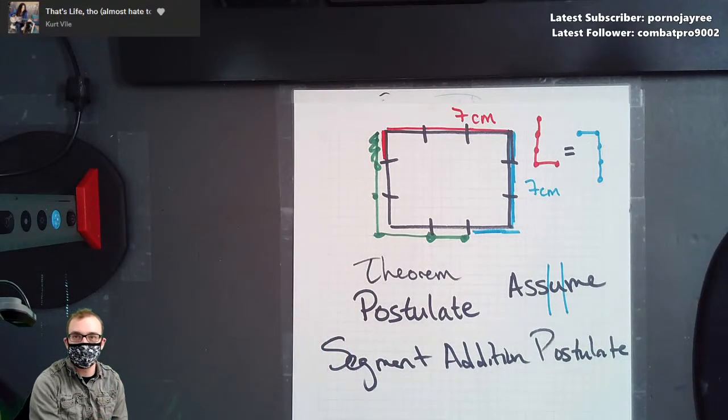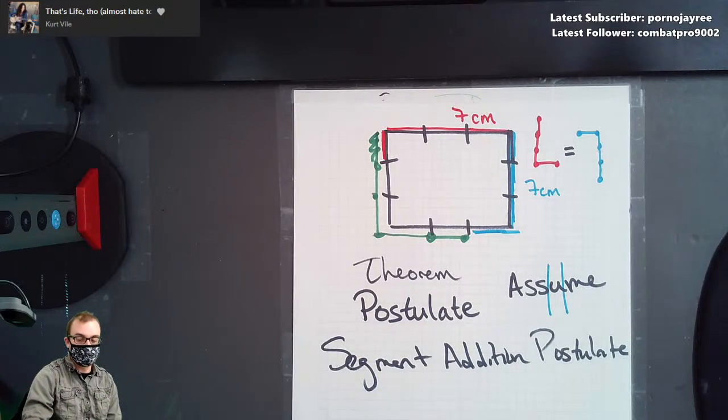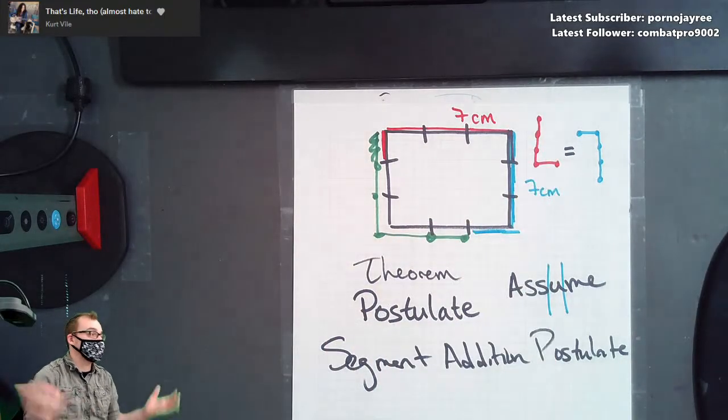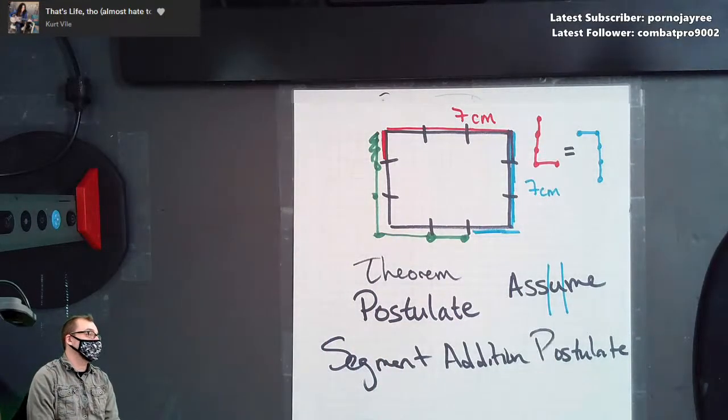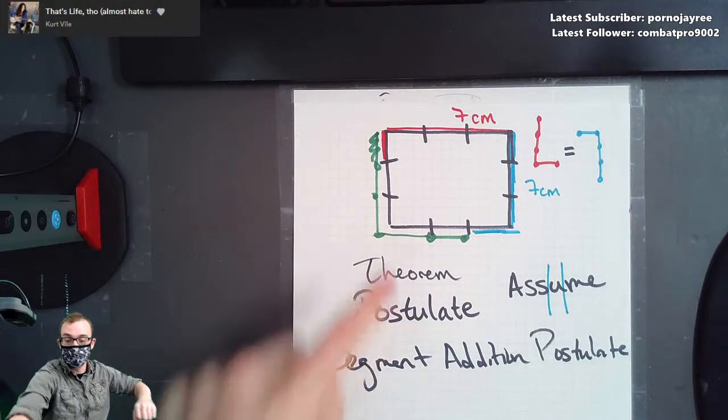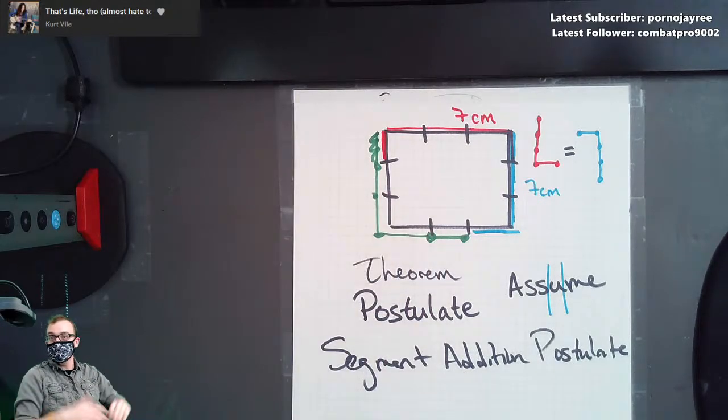Postulates are these leaps of faith that we build math upon. One of them is the simple idea that we can take a bunch of segments, connect them up, and it'll be the total, right? Or in reverse, take the total, break them up, and move them however we want. It'll still be the same.